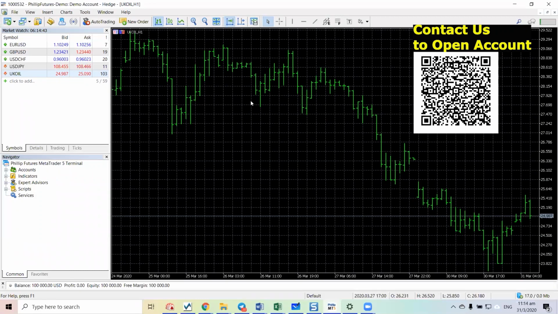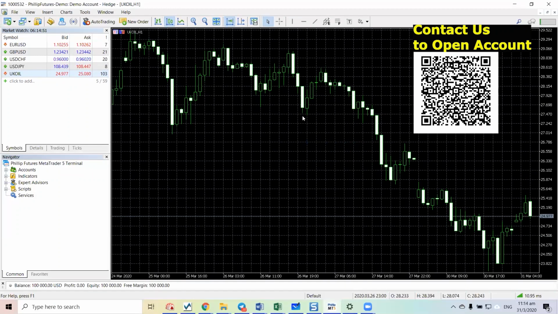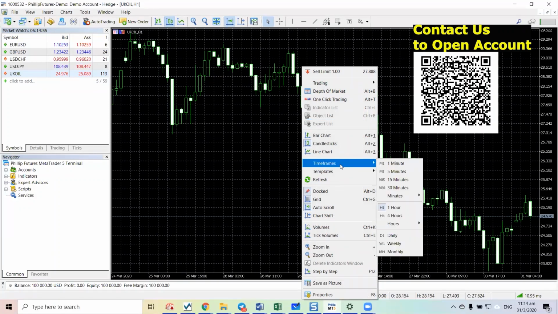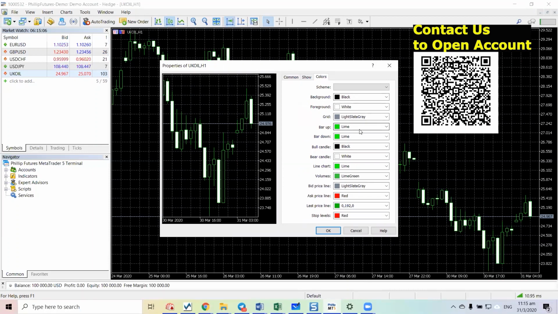If I want to change this to candlestick, I just right click and click candlestick. If I want to change the color of the candlestick, how do I do it? Properties, the last one. I want to change colors on the third tab, color and scheme. Up bar, I want to be blue. Down, I want to be red.